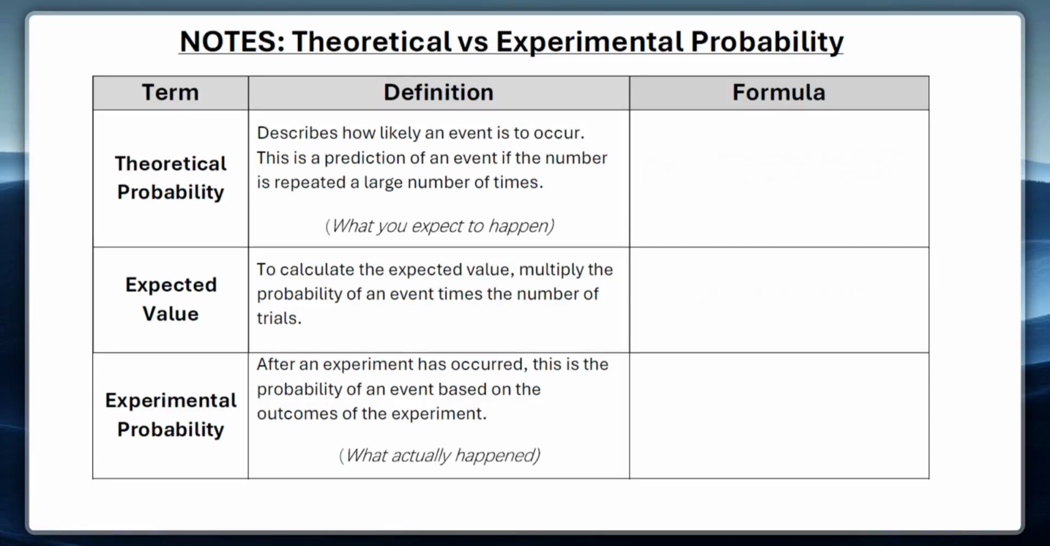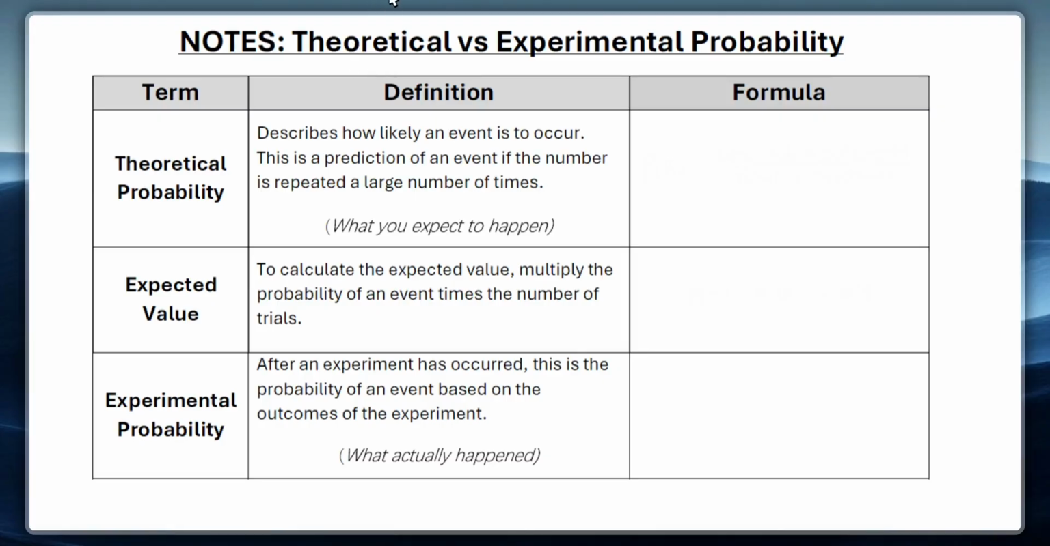All right, in this video, we're going to be going over theoretical versus experimental probability. So to start, we want to define what these two things are. Theoretical probability is defined as how likely an event is to occur. This is a prediction of an event if the number is repeated a large number of times.